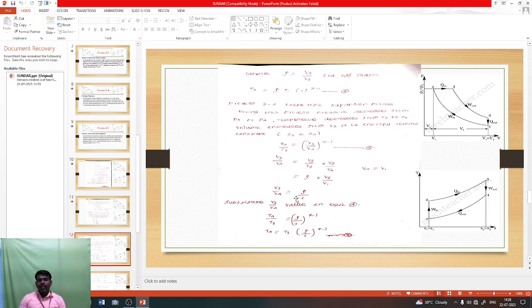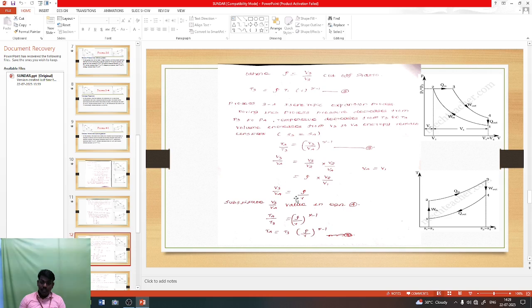Here rho is equal to V3 by V2. It means the cutoff ratio. What is the cutoff ratio? Volume V3 means at the end of the heat addition process, compared to the beginning of the heat addition process. Another meaning is that during the combustion process, how much fuel is injected into the system, that is called the cutoff ratio.